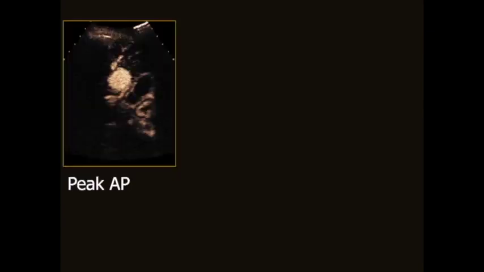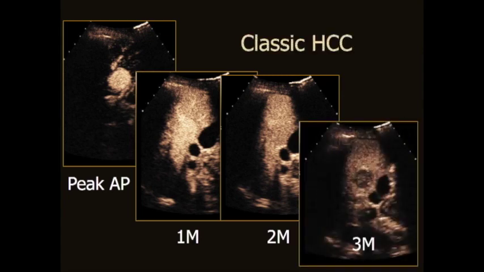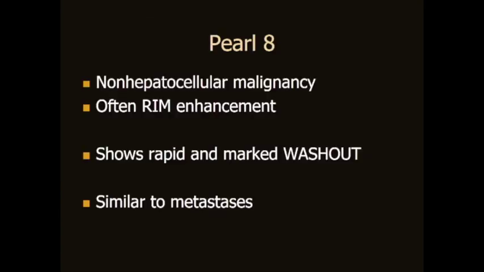At the peak of the arterial phase, a hypervascular mass. At 1 minute, sustained enhancement. At 2 minutes, sustained enhancement. But at 3 minutes, our intermittent scans to preserve the bubble population allows us to show weak, late washout, a classic HCC. So pearl number 8, non-hepatocellular malignancy often shows rim enhancement and rapid and marked washout, similar to metastatic disease.